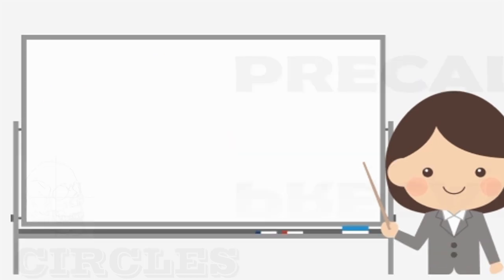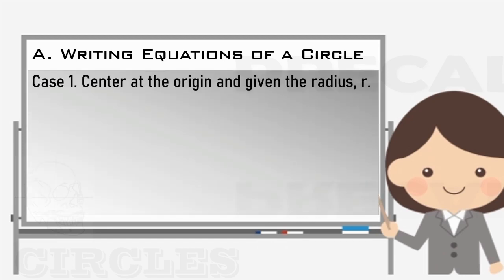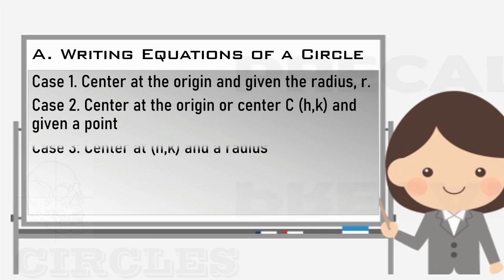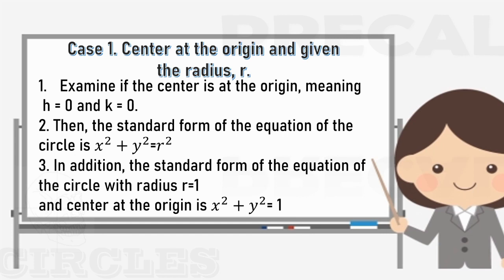Writing the equations of a circle. So, there are 5 cases. So, dun muna tayo sa case 1. Center at the origin and given the radius r. So, sa case 1, kapag ang given natin ay yung center daw ay nasa origin at ang given na radius.